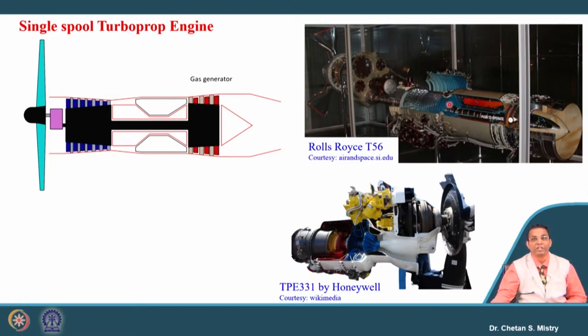This is the diagram for the T56, where we can easily see the compressor and combustion chamber, followed by the turbine. On the front side, we have the gearbox, which is connected with the propeller shaft. This also represents the TPE-331 Honeywell engine, where we have the intake. Look carefully: it supplies air to the centrifugal compressor. This compressor supplies compressed air to the combustion chamber, and here we have two turbine stages. These turbine stages are connected with the compressor as well as the gearbox, and the gearbox is connected with the shaft.